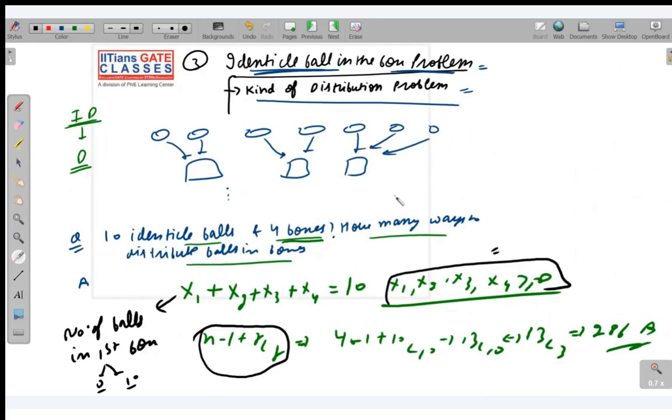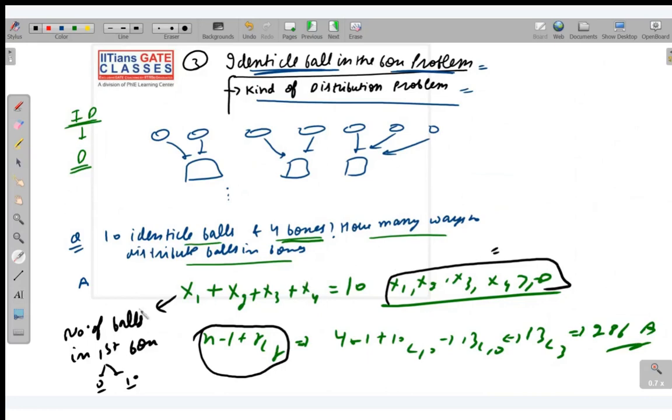And I think we have seen the fish and pond problem. 10 identical fishes are there and 3 ponds are there, and we want to distribute the fishes in the ponds such that every pond should have at least one fish. Don't worry, I will solve this type of question. These have been asked in GATE.